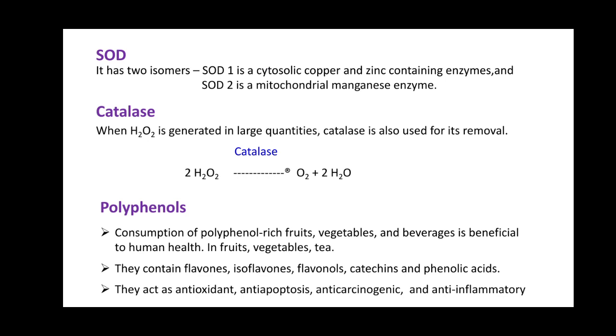Superoxide dismutase has two isoforms, that is SOD1 and SOD2. SOD1 is a cytosolic copper and zinc containing enzyme, and SOD2 is a mitochondrial manganese enzyme. And catalase: when hydrogen peroxide is generated in large quantities in a cell, catalase is used for its removal. It cleaves hydrogen peroxide and forms a water molecule and oxygen.